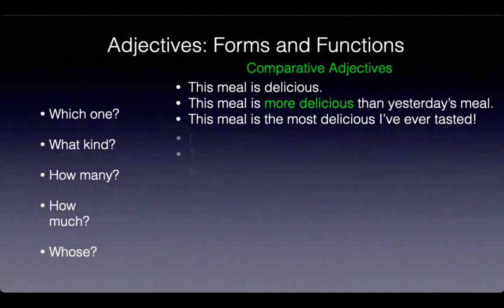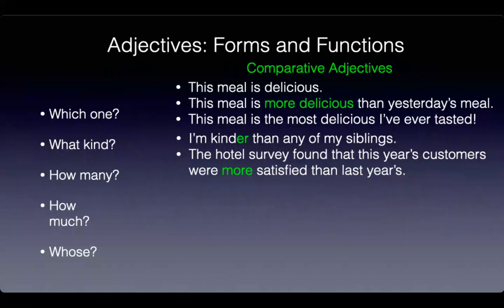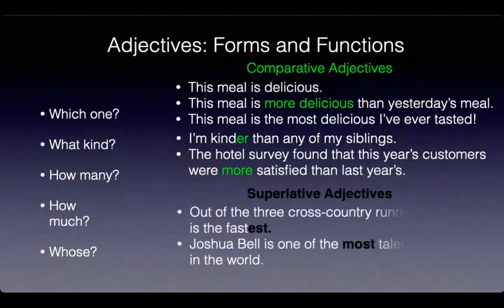Here are two examples. I'm kinder than any of my siblings. The hotel survey found that this year's customers were more satisfied than last year's. When you're comparing more than two items, add the word most before the word, or the suffix est to the end of the word. These are called superlative adjectives. Here are two examples. Out of the 3 cross-country runners, Fernando is the fastest. Joshua Bell is one of the most talented violinists in the world.